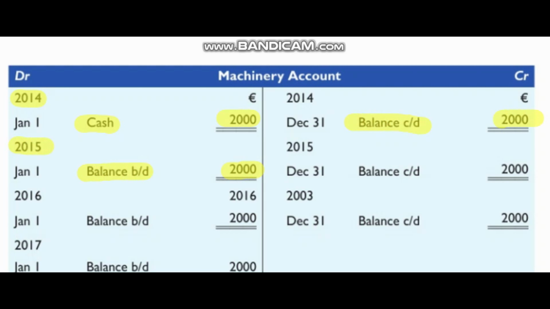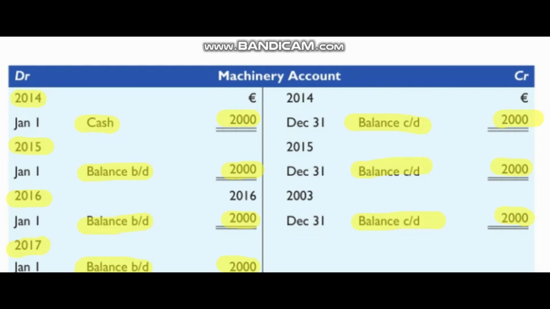Then at the end of 2015, you again have a balance CD since we did not have any other asset purchases as per our example. Then again, the balance CD from 2015 is brought down in 2016, which is 2,000 euros. And then for the year, again, we have a balance CD of 2,000 euros, which is again brought down in 2017. As balance brought down, we have 2,000 euros worth of machinery.